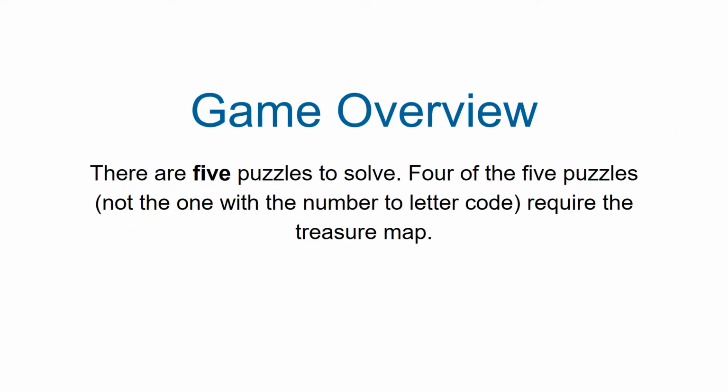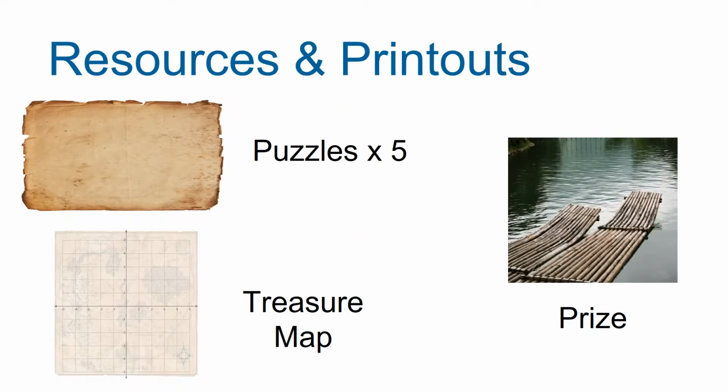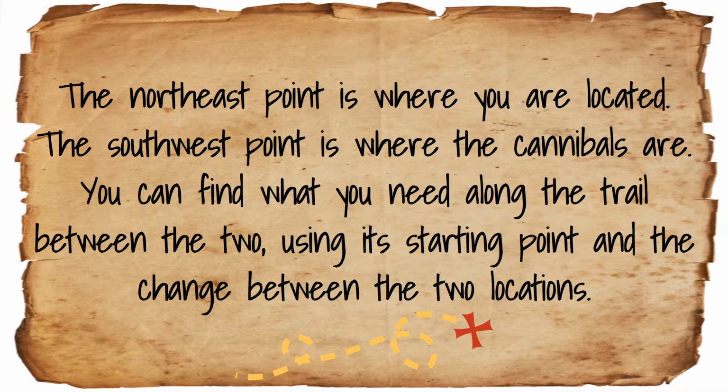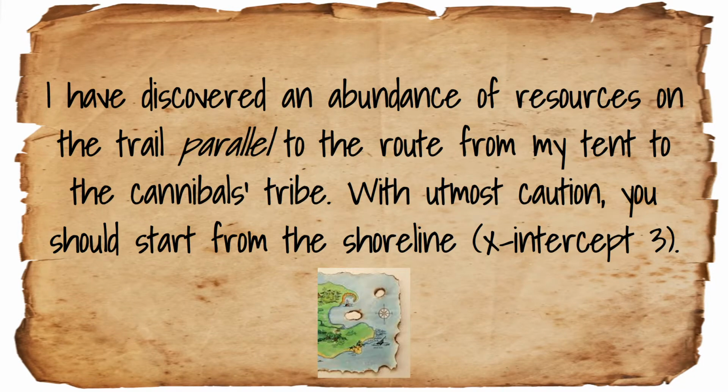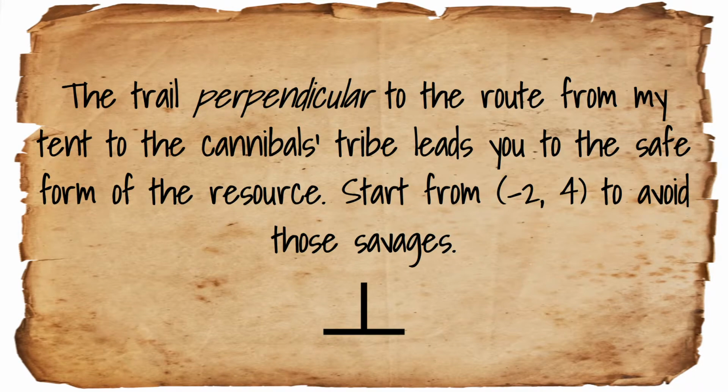In this game, there is a total of 5 puzzles to solve and 5 locks to unlock. 4 of the 5 puzzles require the treasure map. The last puzzle, the one with the linear equations that are asked to convert number to letter, does not require the treasure map. Here are the resources and handouts to print. There are 5 puzzles, a treasure map, and a prize. So here are the puzzle handouts. There are 5 of them. The first puzzle needs to be solved first in order to solve the second and third puzzle.